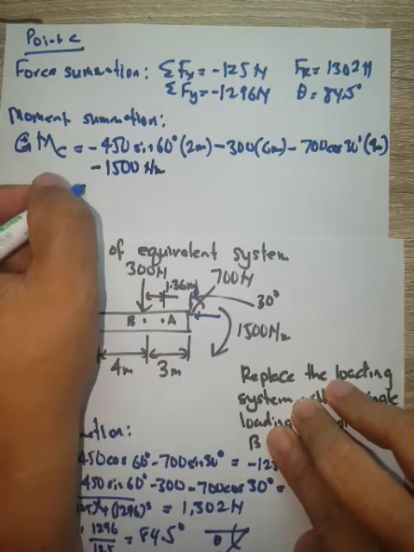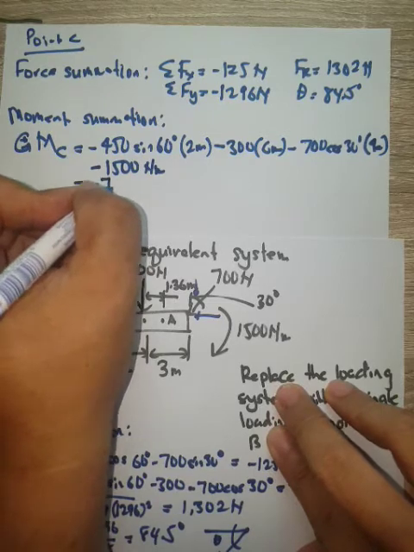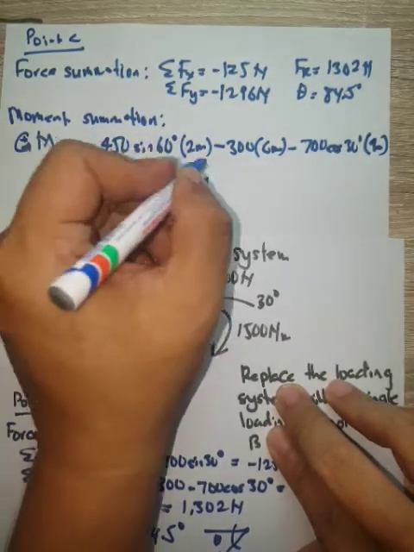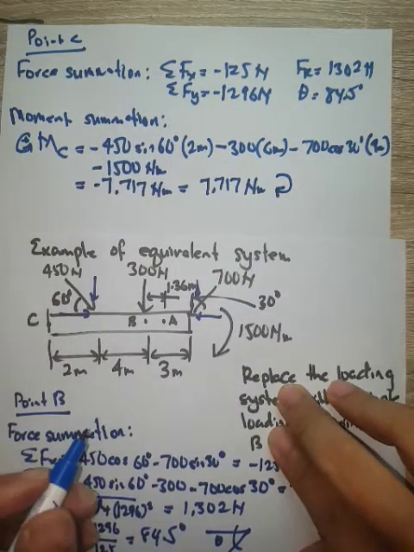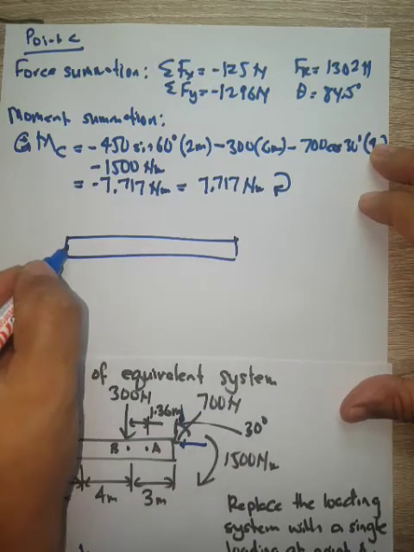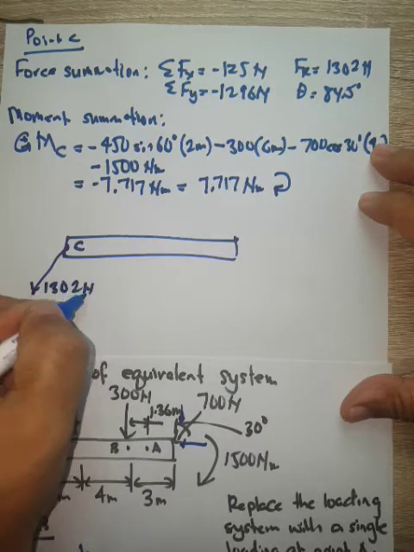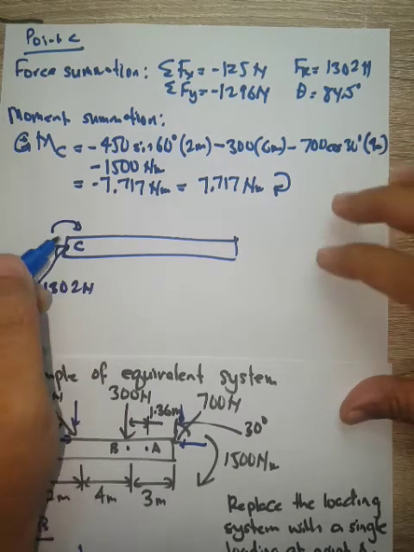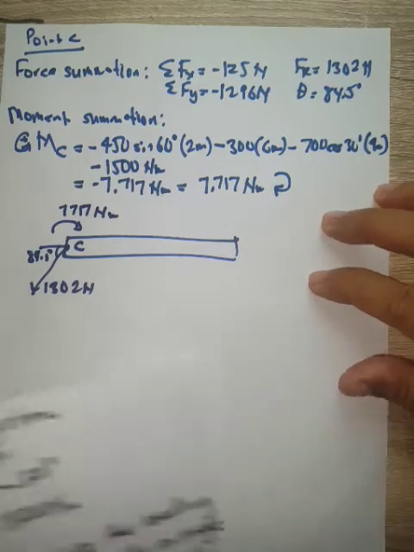So the total moment here at point C becomes -7717 Newton meter, or it becomes 7717 Newton meter clockwise. So if you draw the system, this is point C here. We have the force of 1302 Newton with the direction of 84.5 degree, and the moment is 7717 Newton meter. Okay, clear.